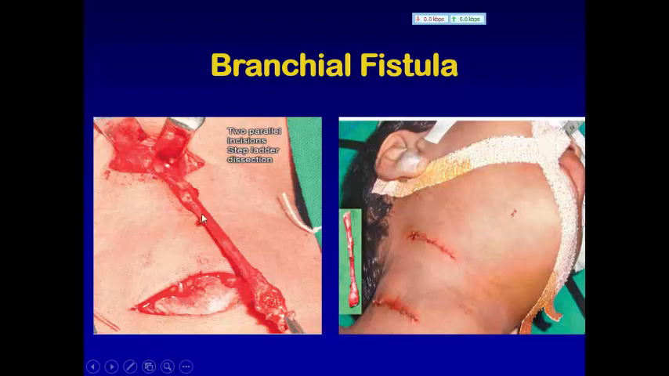As far as we can reach with the dissection here. Complete excision of the whole tract through multiple transverse neck incisions: a small one around the external opening and the other at a higher level. Then we make further incisions until we achieve complete excision.